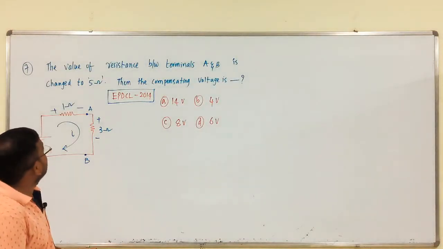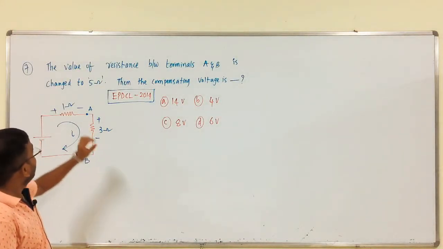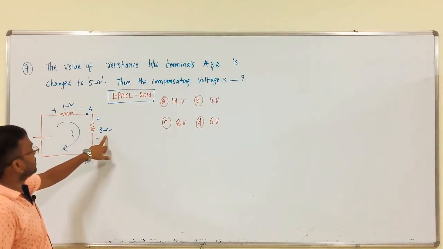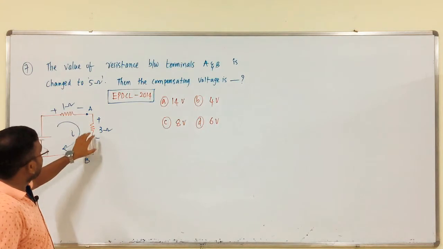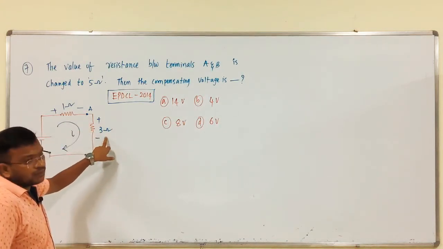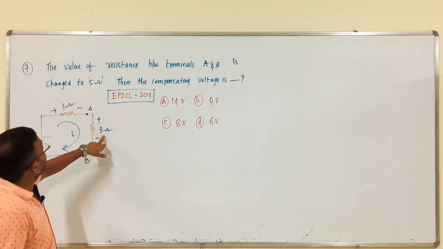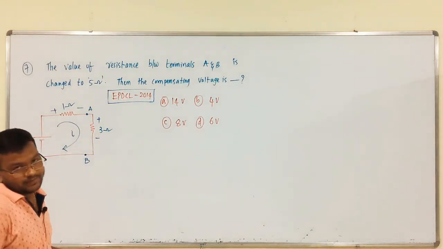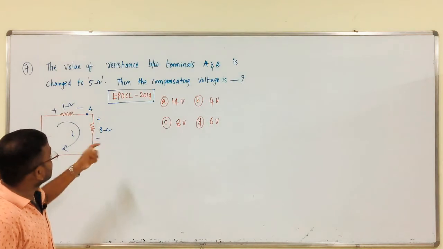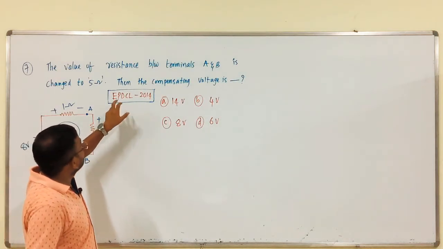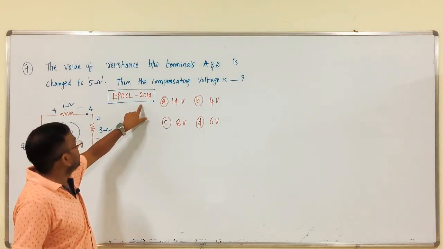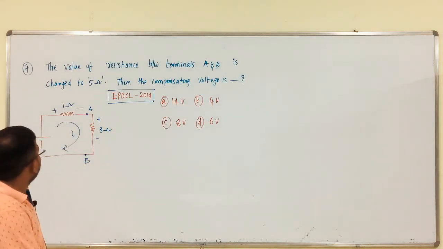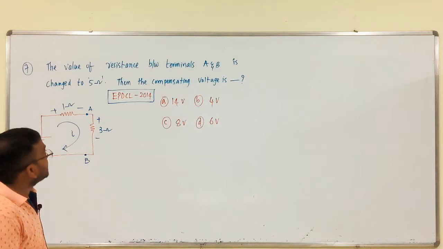Next question is, the value of resistance between terminals A and B is changed to 5 ohms. So, the given circuit between A and B is 3 ohms, later it will be changed to 5 ohms, then the compensating voltage is what? So, this question was asked in a state level examination, that is EPDCL 2014 for 1 mark. Okay? We have to calculate the compensating voltage.